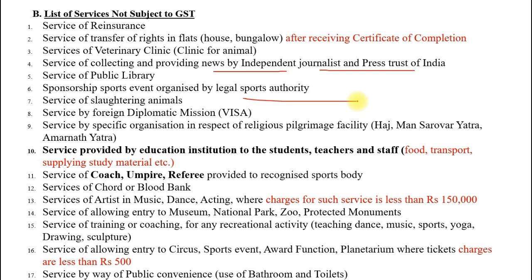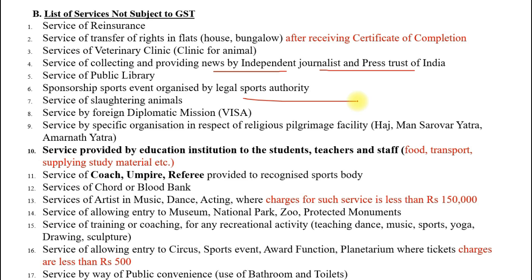Service of allowing entry to circus, sports event, award function, planetarium, where ticket charges are less than 500. Entertainment, if you want to go to any of these places where it is less than 500, no GST. If it is above, yes, GST will be added. And lastly, services by way of public convenience, that is use of public bathrooms and public toilets, all that is exempted from GST. Okay, I hope everyone has understood this. These are basically the list which you will need to go through.